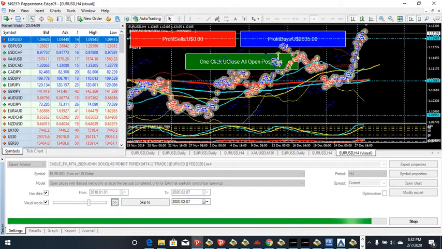Look at that. They're too far from the moving average. It must come back. No matter what, it must come back to the moving average.